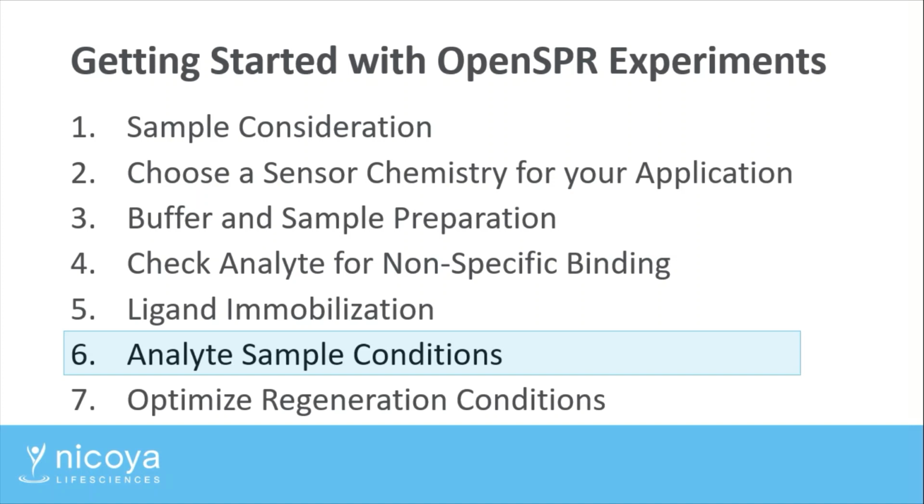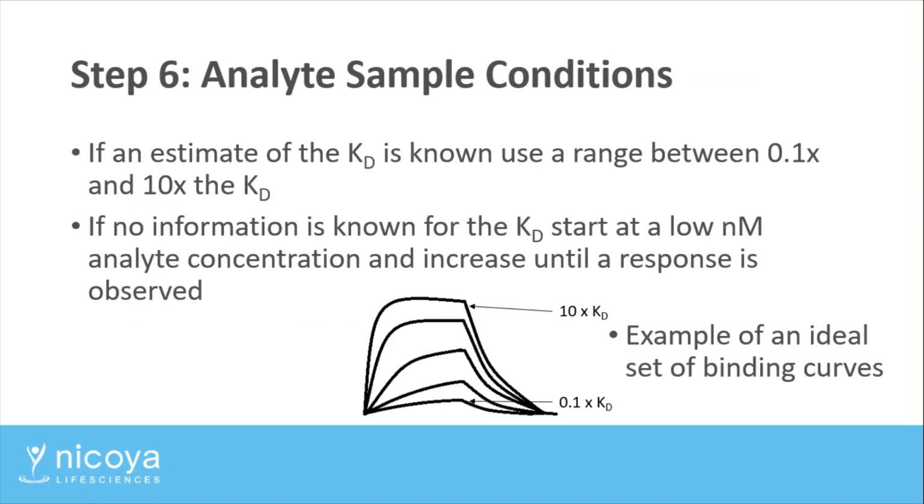Alright, so now once you have your ligand immobilized onto the sensor surface, you will now be able to work with your analyte injections. So as mentioned earlier, you're going to begin introducing your analyte to obtain your first binding curves. Now, if you remember during that part at the beginning of the session, you're going to need to obtain these binding curves at multiple analyte concentrations. Now, if an estimate of the KD is known, you're going to want to use a range of analyte concentrations between 0.1 times and 10 times the KD value.